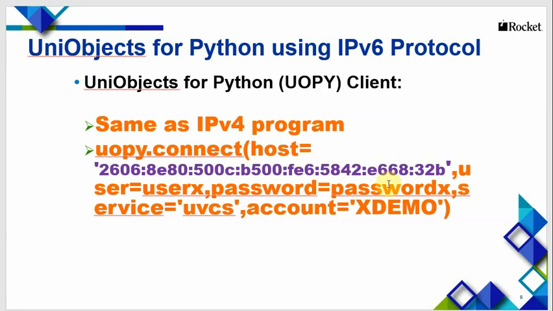So for the UOPY, it's the same thing as UOJ. The program is completely the same. You only need to put the IPv6 address in the host field. It will be recognized by the Python environment automatically. So next I will do the demo to show you how it works.